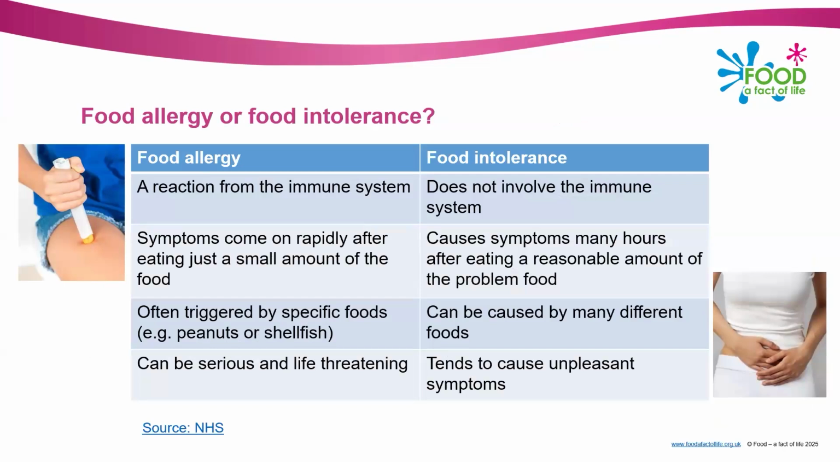Food allergy will be very specific, triggered by specific foods or ingredients in them, so peanuts, shellfish, for example. And whereas an intolerance can be broader and caused by different foods. Food allergies can, as you know, be very serious, especially those, for example, with nuts, where you get an anaphylactic reaction, whereas food intolerances are unpleasant but don't tend to be as serious as allergies. Next slide, please.